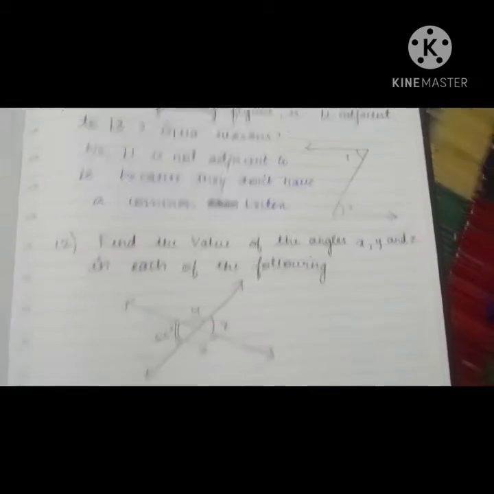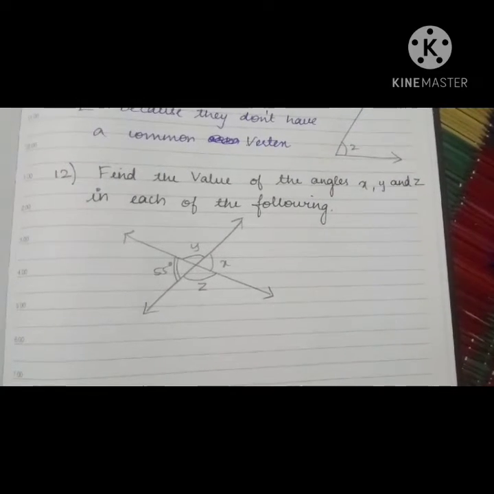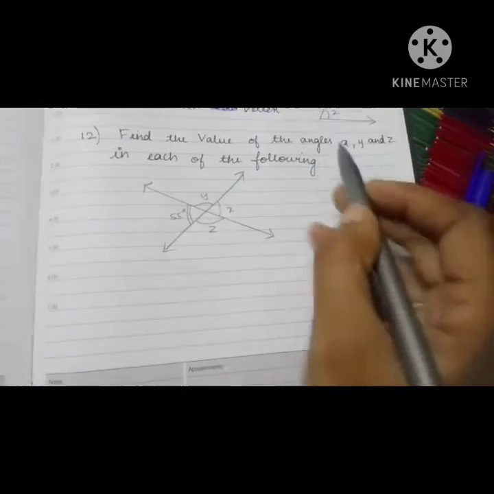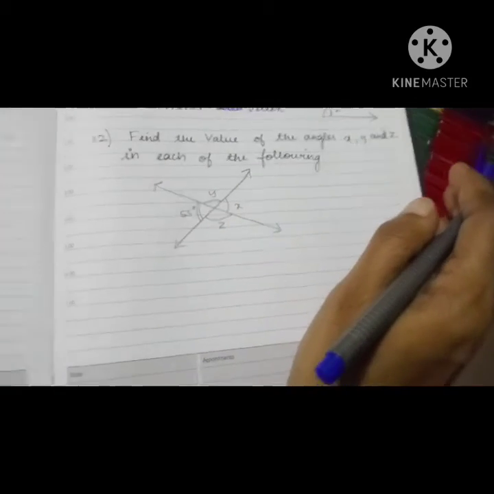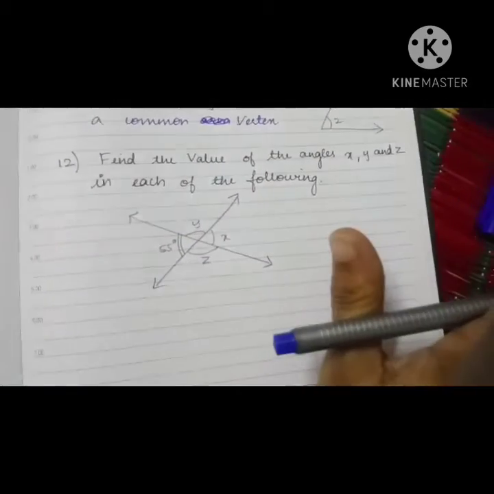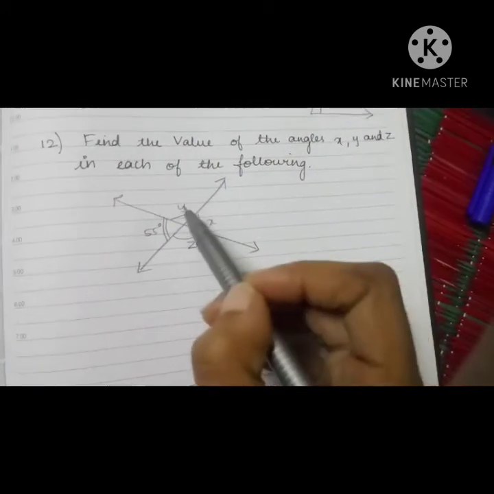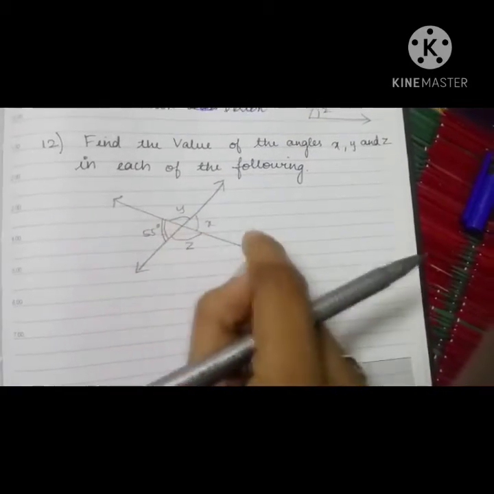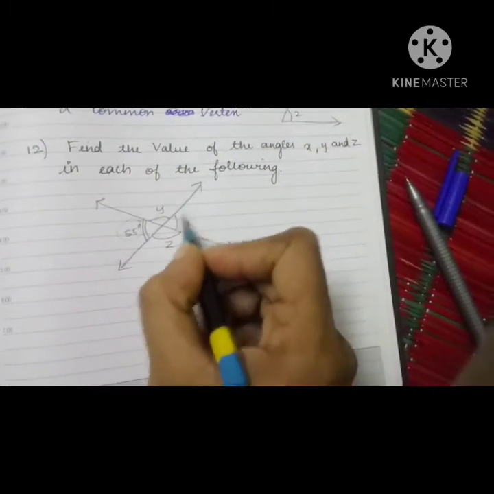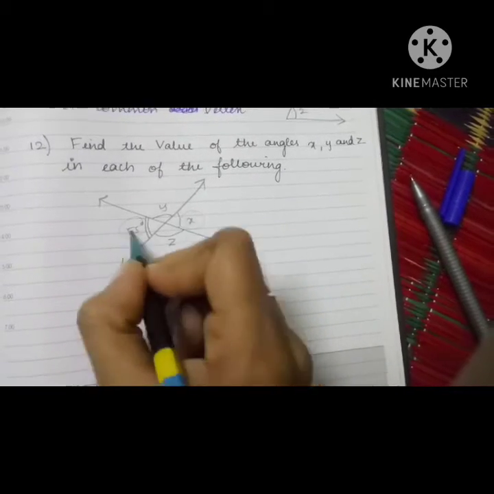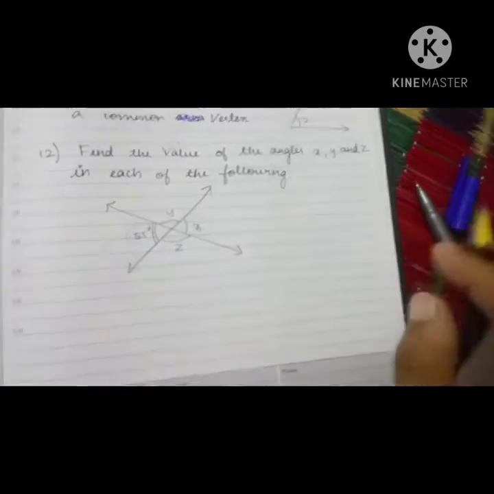Yes. Next is your 12th problem. So in this, find the value of angles X, Y and Z. Okay, we are supposed to find the value of X, Y and Z in each of the following. So here is X, here Y, here Z. We are supposed to find this. So what is the value of X, children? 55. Why? Because I told you vertically opposite angles are equal. So if this is 55, X and 55 are vertically opposite angles. So X is equal to 55.